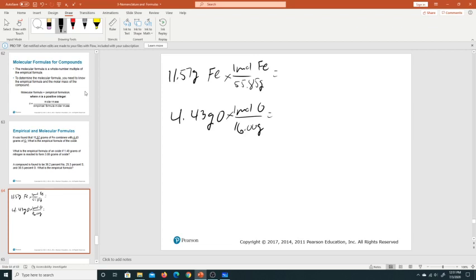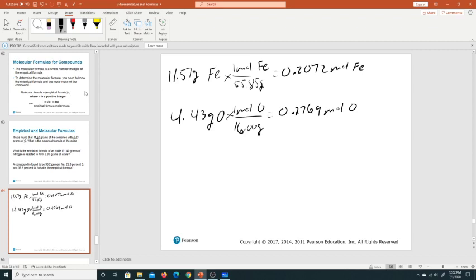Alright, so 11.57 divided by 55.85 equals 0.2072 moles of Fe. When you do these problems, I would keep 3 or 4 sig figs at minimum. Regardless of what you're given, since this is not the end of the question, I would keep more digits than what you need. 4.43 over 16 is 0.2769. Again, I'm keeping more digits than what's required. Moles of O.